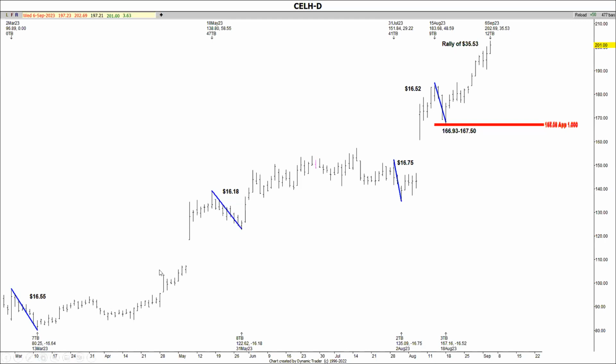As far as Cell H is concerned, same story. $16.55 from the 2nd of March, from the 18th of May, $16.18, from the 31st of July, $16.75, projected from the 15th of August high. That gives you that nice setup zone, 166, 168 or so. Okay, nice. Risk is defined.